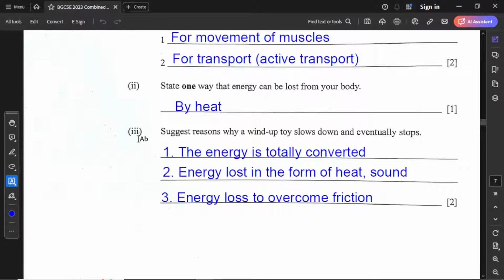And then part 3 asks to suggest a reason why a wind-up toy slows down and eventually stops. Once you wind a toy up, I just want you to understand that when you're doing the turning, those are toys that have a knob and you spin it, and you let it go and it starts to run.